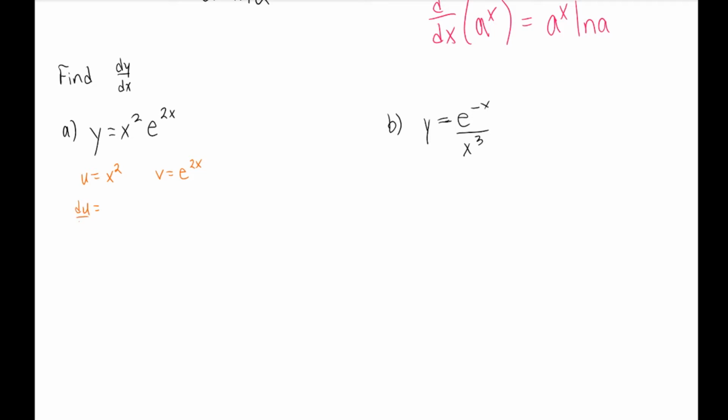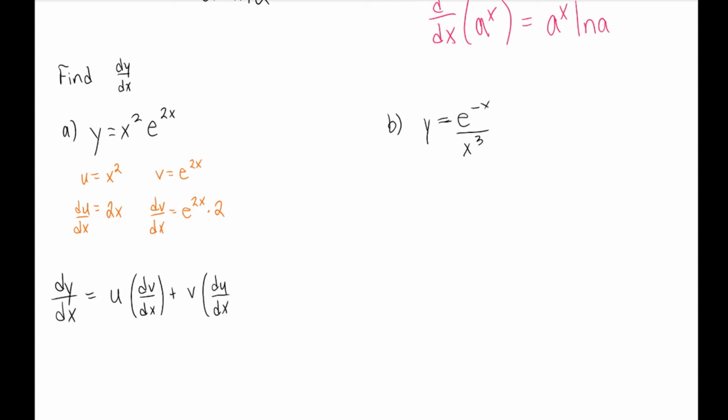My derivative of u is going to be 2x. My derivative of v, dv by dx, is e to the 2x times 2, which I could simplify, but I'll worry about that in a minute. And so now if I go to stick the pieces back together, I have to remember the derivative of the whole function will be u times dv by dx plus v times du by dx.